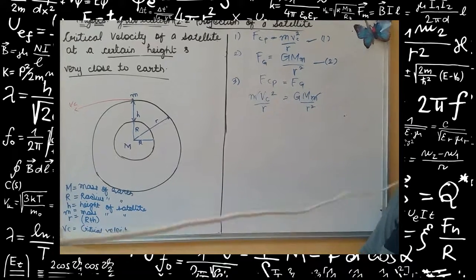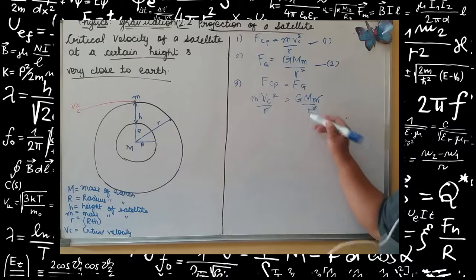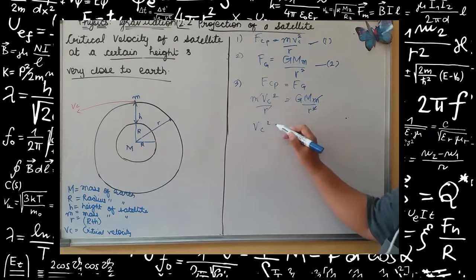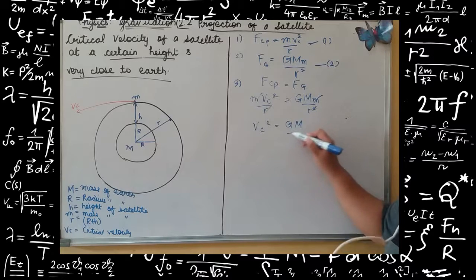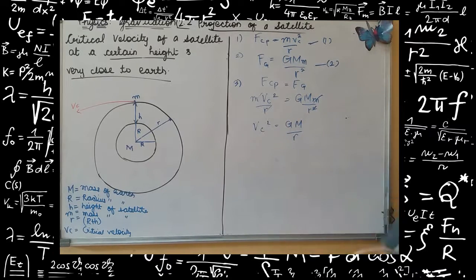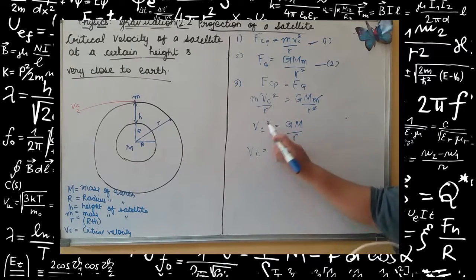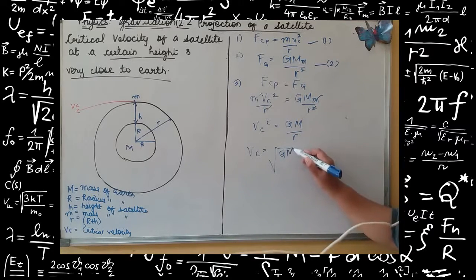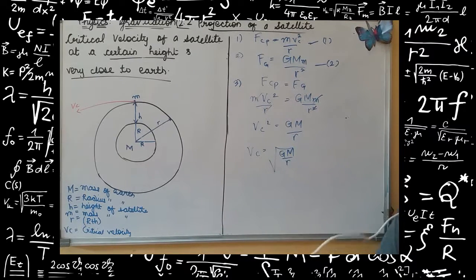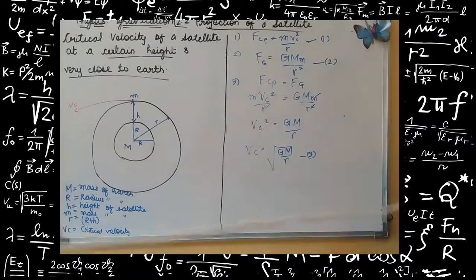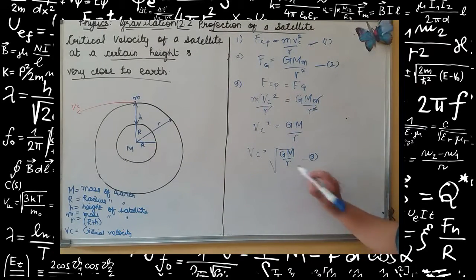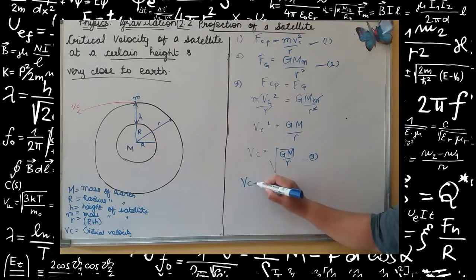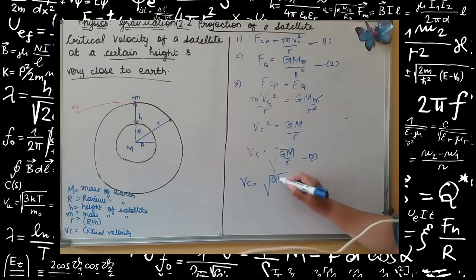m and m get cancelled, one r from here gets cancelled. What is remaining? V_c square is equal to capital G M upon r. We need the value of V_c, not V_c square, so we will take the square root, and this will become V_c is equal to under root of G M upon r. Equation number 3. r is capital R plus h, so we will substitute it here. That becomes V_c is equal to under root of G M upon (capital R plus h).